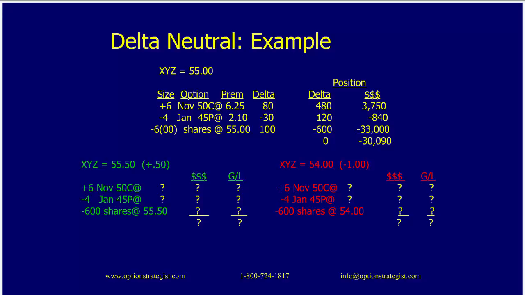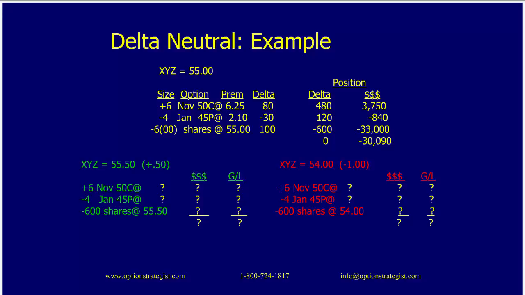Then I have an example. This is pretty neat, but I'll go through it quickly. So I have a position. Again, don't read anything into it. It was just made up. I'm long 6 November 50 calls. The premium is 6.25. The delta is 80. And so the delta value of my position is 480, and the dollar value is 37.50.